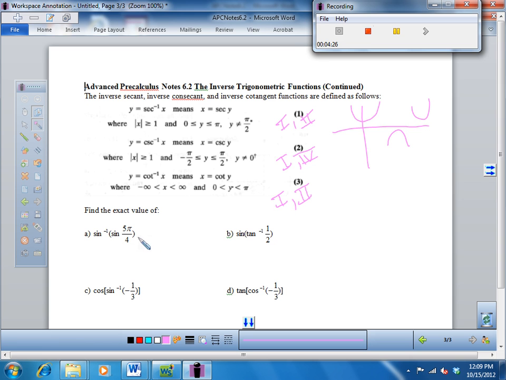Okay? And then we're just going to do a bunch of these problems. These have to do a lot with the domain and range of these. I like to draw pictures of these as I go because it helps you think about that. Sine of 5 pi over 4. Where is 5 pi over 4? Which quadrant? Jason, which quadrant is 5 pi over 4 in?